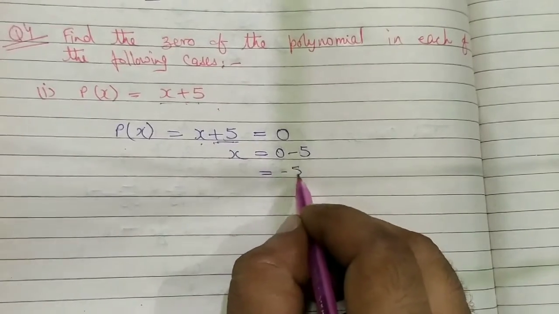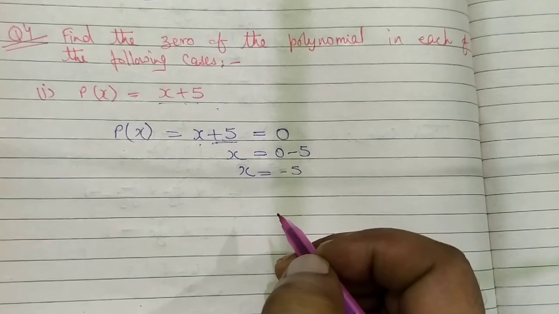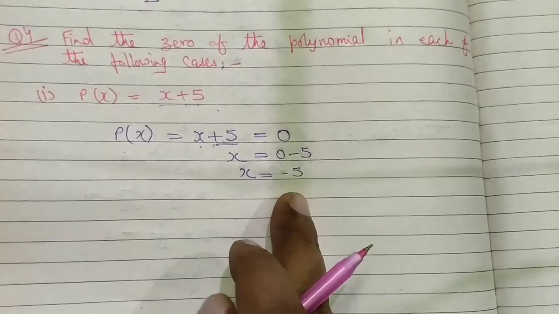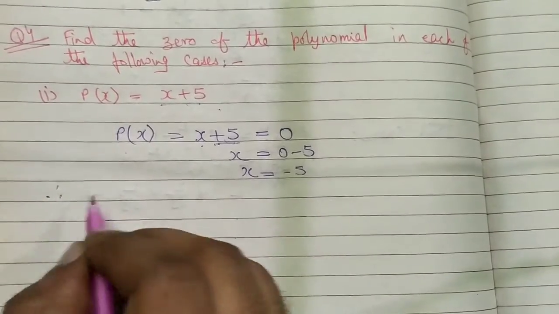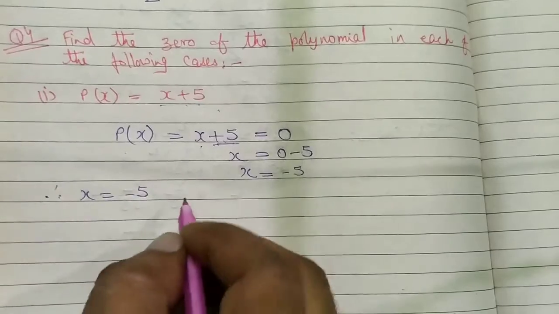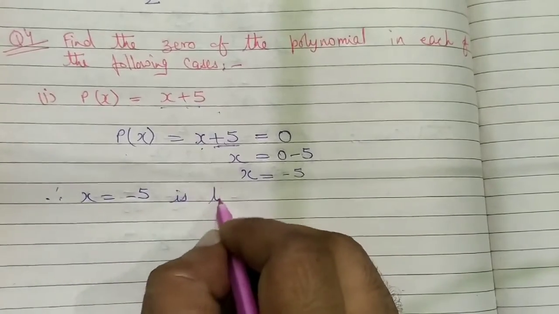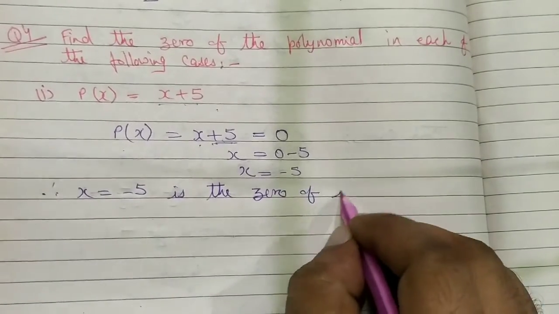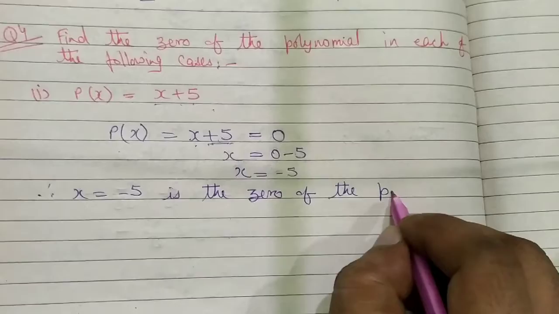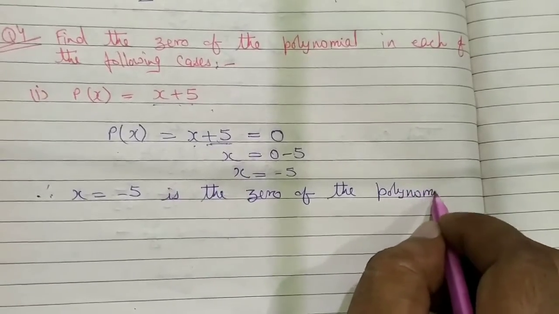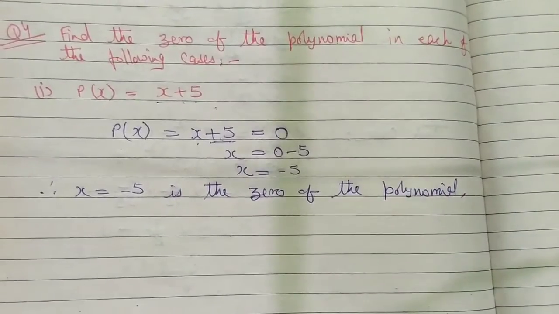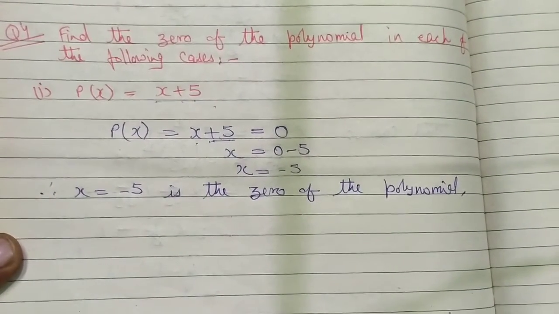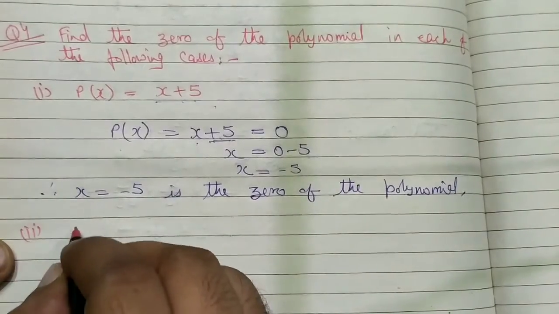It is minus 5. Now we have found the answer here, so we need to write that therefore x is equal to minus 5 is the 0 of the polynomial, right? We need to write the statement in every answer. Fine. So let's do the second one.